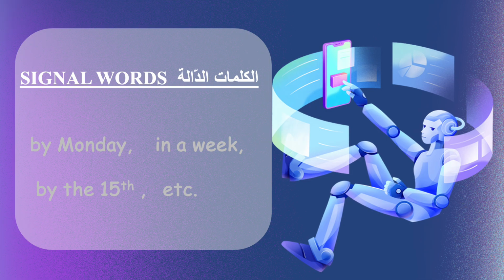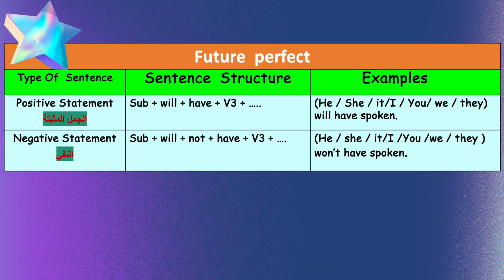For signal words, we can use phrases to give the time period in which the action will be completed, such as by Monday, in a week, by the 15th of, etc. The future perfect tense is formed by using will have plus verb 3. Note, use will have for all subjects. So, to form a positive statement, start with subject, will have, and verb 3. To form a negative statement, just add not between will and have.